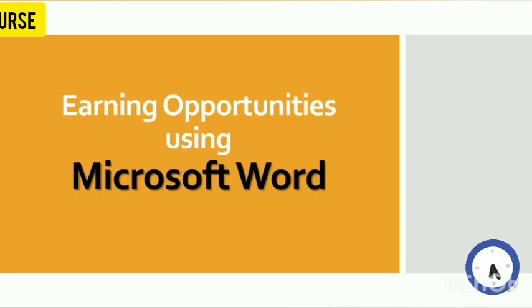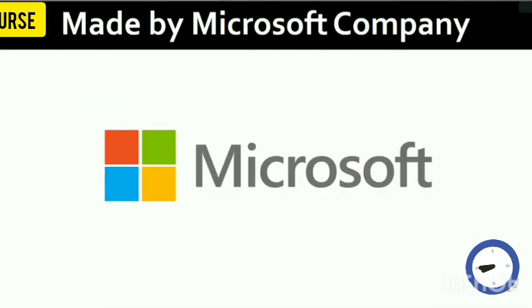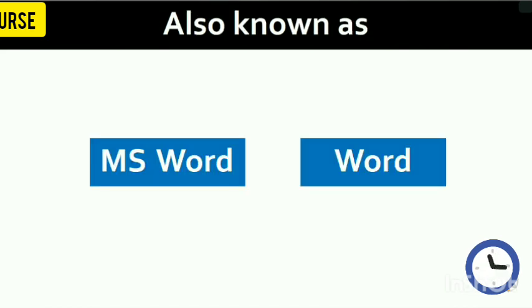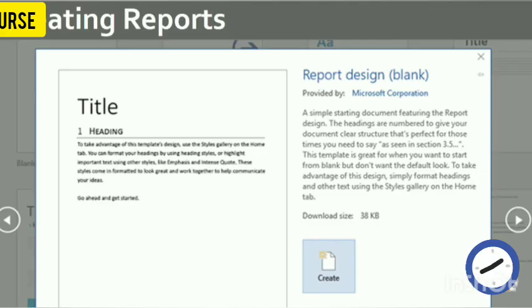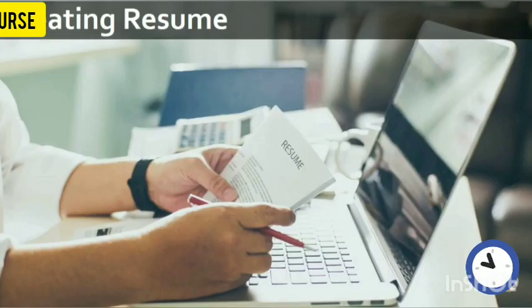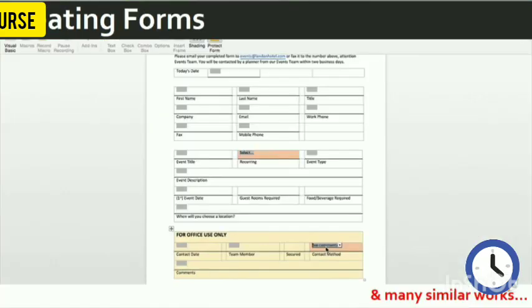Today, in this video, we will see the different learning opportunities which are open to you if you know how to use Microsoft Word. As you all know, Microsoft Word is a graphical word processing tool developed by Microsoft. It is commonly known by the name MS Word or simply Word. MS Word is basically used for various documentation work such as creating reports, resumes, invoices, and bills, writing letters and applications, creating forms, and other similar work can also be done using Microsoft Word.